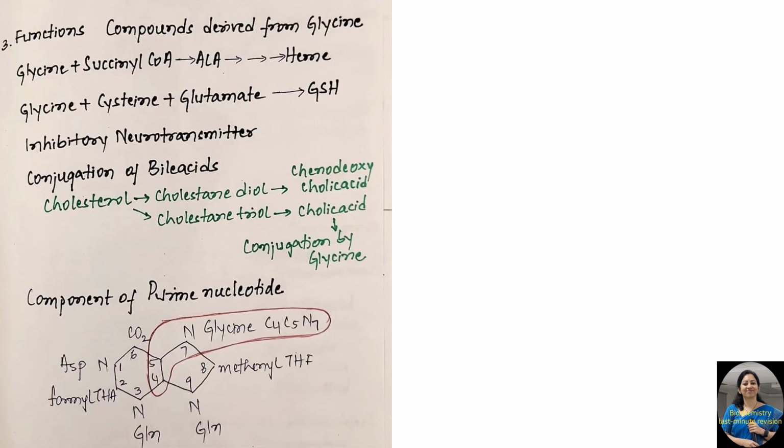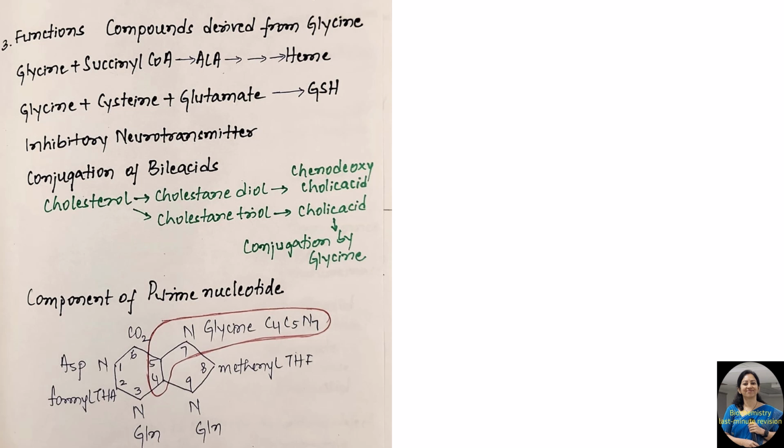Coming to other functions of glycine, and the question can also be about compounds derived from glycine. These include heme. Heme is derived from glycine. Glycine condenses with succinyl-CoA to form delta aminolevulinic acid. Four molecules of delta aminolevulinic acid get converted to porphobilinogen, which gets converted to uroporphyrinogen, coproporphyrinogen, and finally to heme. Heme combines with globin to form hemoglobin.